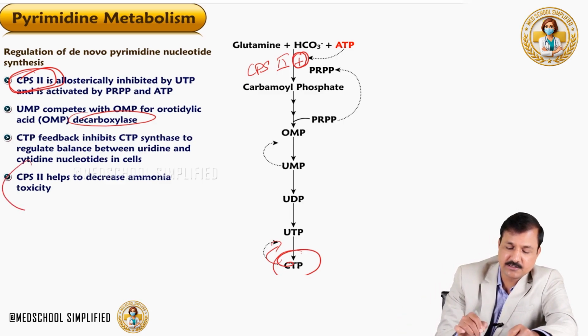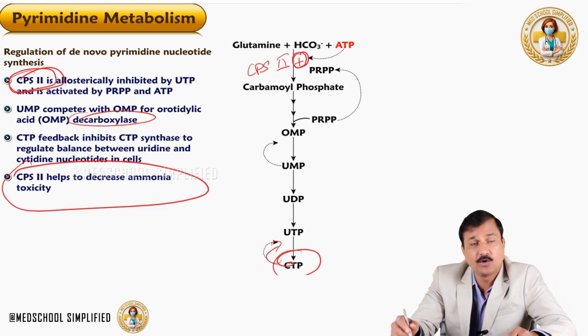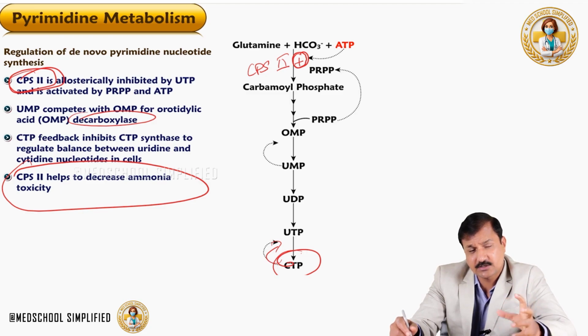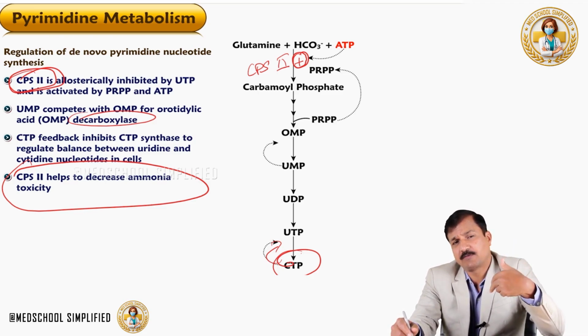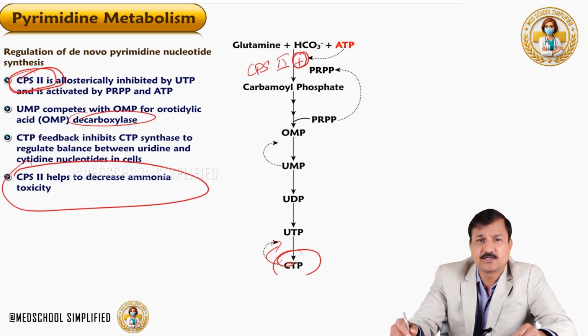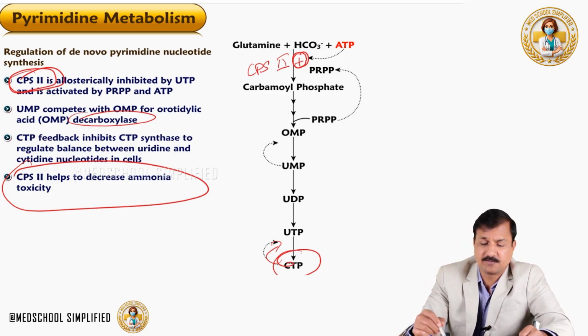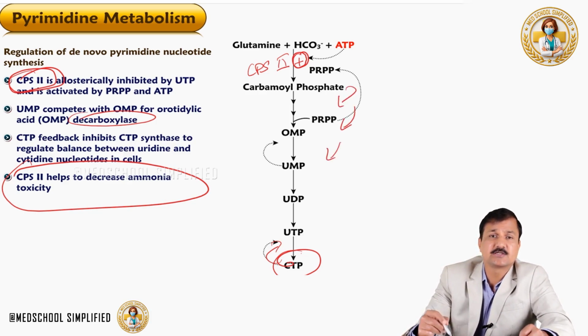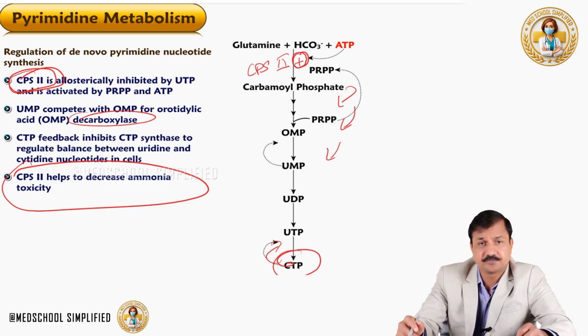And also remember, CPS-II helps in decreasing ammonia toxicity, because whenever there is a defect in the urea cycle, or whenever the urea cycle is saturated, the carbamoyl phosphate from the mitochondria, the product of the very first reaction in the urea cycle, comes out of the mitochondrial matrix into the cytoplasm, and in the cytoplasm carbamoyl phosphate is placed into pyrimidine biosynthesis, and it is neutralized.